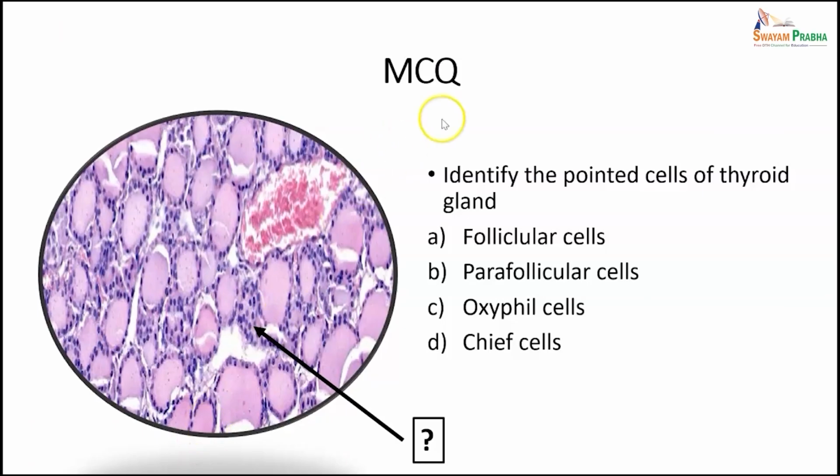So, let's have a small assessment to recall the session. First question: identify the pointed cells of the thyroid gland. Option A, follicular cells. Option B, parafollicular cells. Option C, oxyphil cells. And option D, chief cells. The follicular cells line the colloid. The oxyphil cells and chief cells belong to the parathyroid. So the parafollicular cells are the group of cells which secrete calcitonin and they are present in between the follicles.